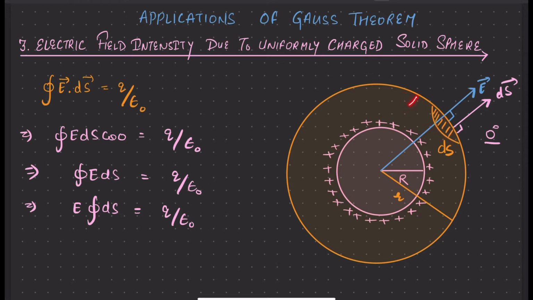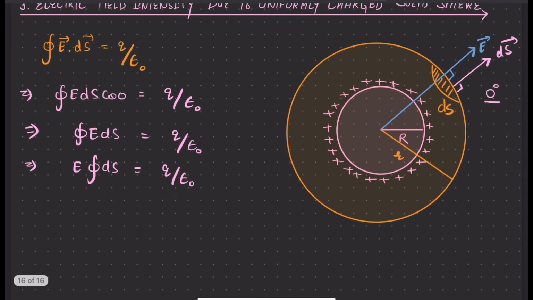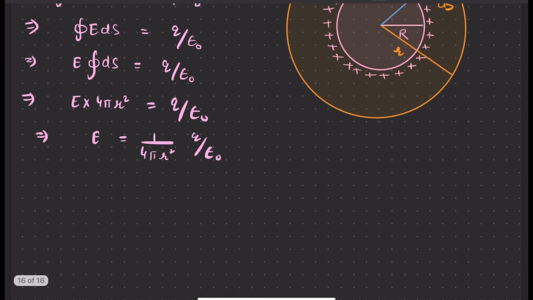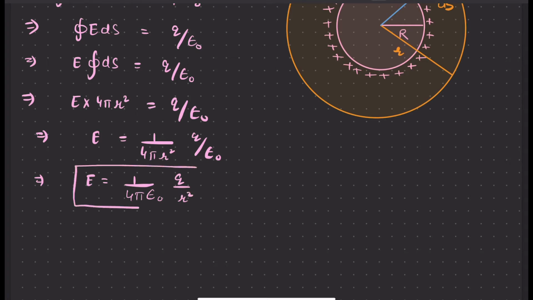Now, integral means to add up all such infinite number of small surfaces. So when we add up all such small surfaces, we will have a complete sphere, that is a Gaussian sphere of radius small r, and the surface area of a sphere is given by 4 pi r square. Therefore we have E into 4 pi r square is equal to q upon epsilon naught, and rewriting this equation we get E is equal to 1 upon 4 pi r square q upon epsilon naught. Just rearrange this equation, and we will get E is equal to 1 upon 4 pi epsilon naught q upon r square. So this equation is same as we discussed in the previous article.